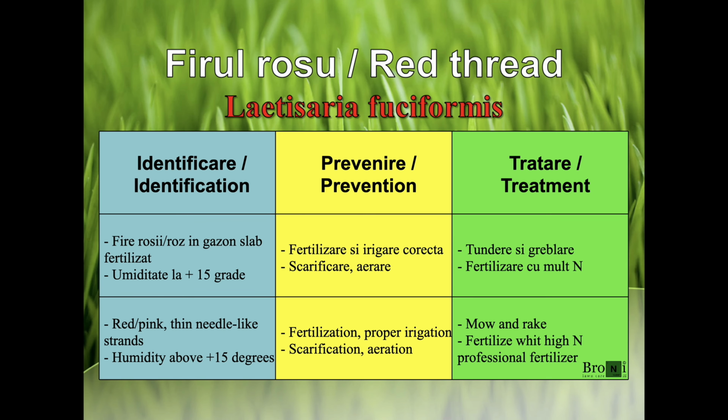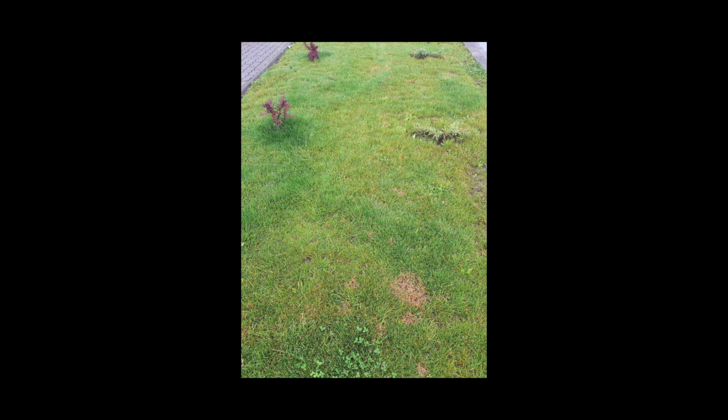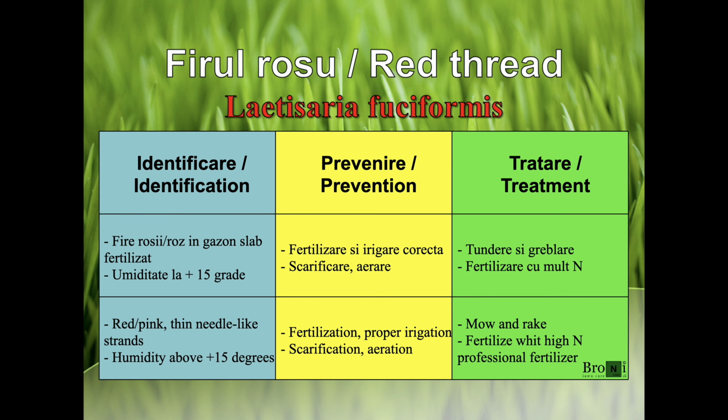Red thread appears in humid conditions starting from 15 degrees Celsius. They are reddish-pink threads that spread throughout the lawn. Generally, they appear in spring when the lawn is poorly fertilized and has not been scarified or properly irrigated.